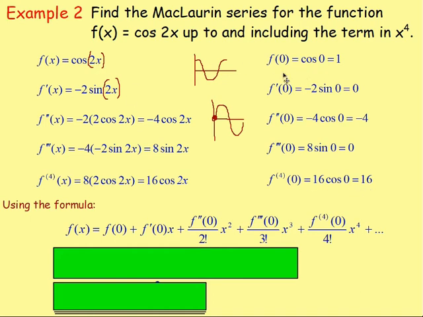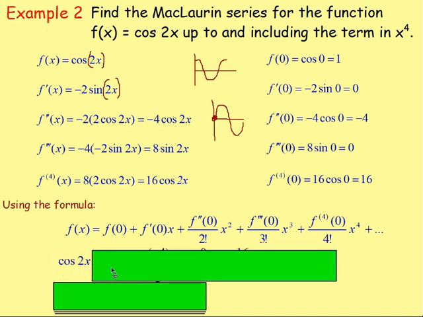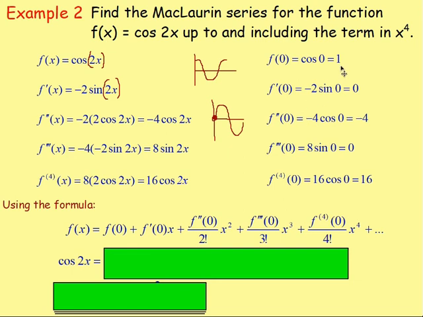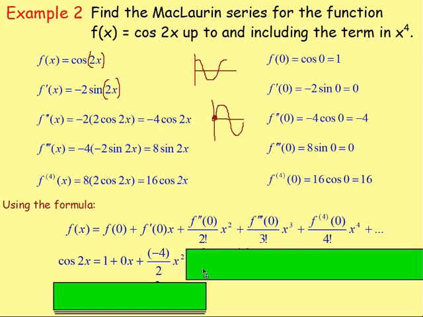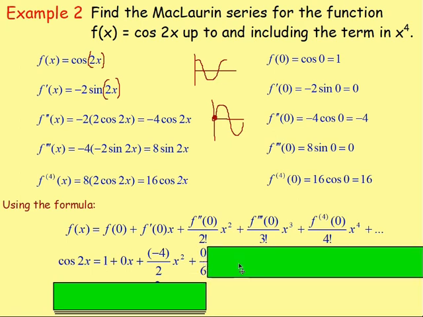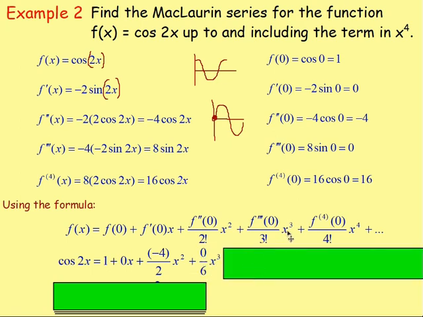So we have differentiated and worked out f of 0, f dash 0, and so on. So we can say then that cos of 2x equals, well, f of 0 is just 1, plus f dash 0 is just 0, so it's 0 times x. So really, we don't need to write that. F double dash 0 is negative 4, so we've got negative 4 over 2 factorial, which is 2, multiplied by x squared. Plus f triple dash 0 is 0, so we've got 0 over 3 factorial, multiplied by x cubed.